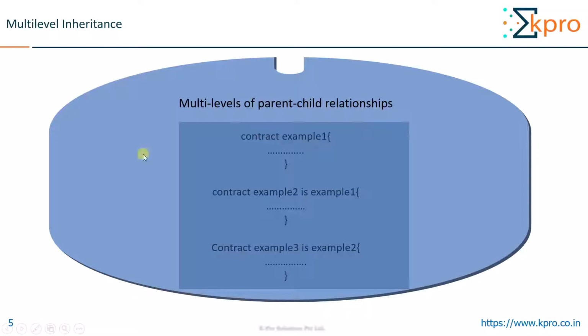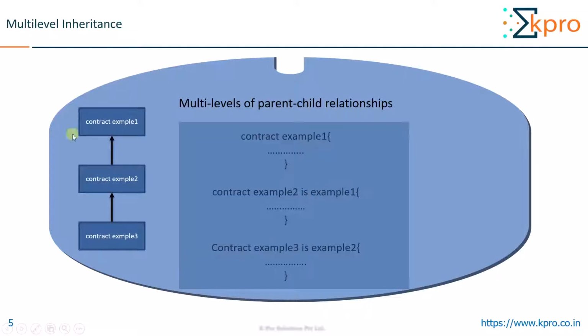If you consider this example, you can see example 1 is the base contract, example 2 is inheriting from example 1, and here example 3 is inheriting from example 2. So there are multiple levels of parent-child relationship. So this is what the multi-level inheritance looks like. Example 2 is inheriting from example 1, and 3 is inheriting from example 2.